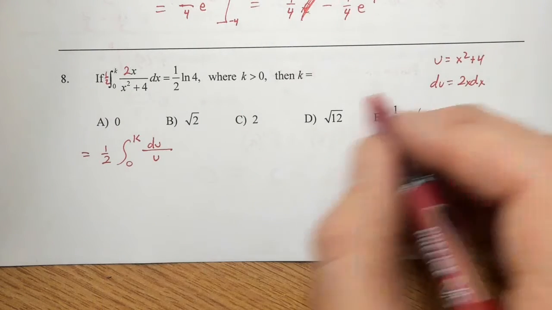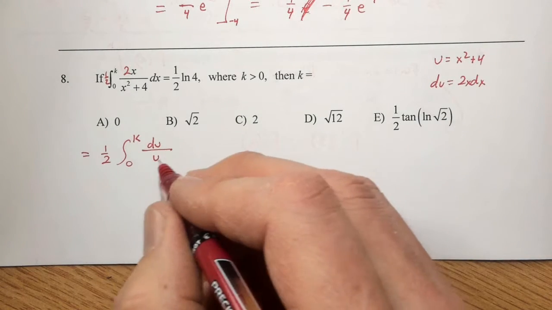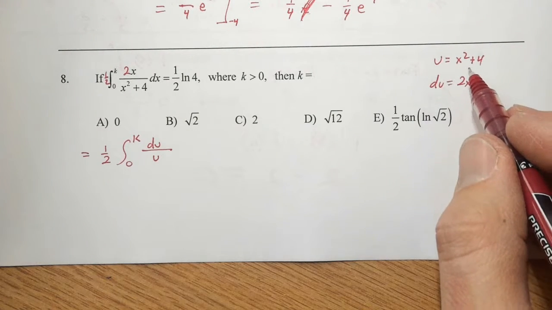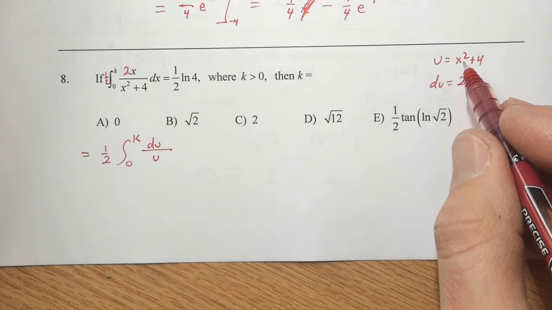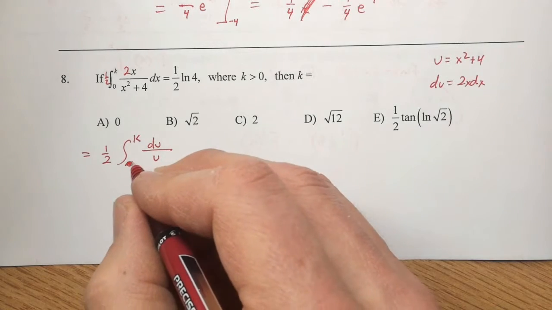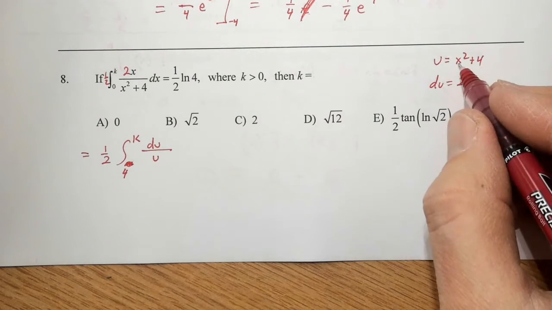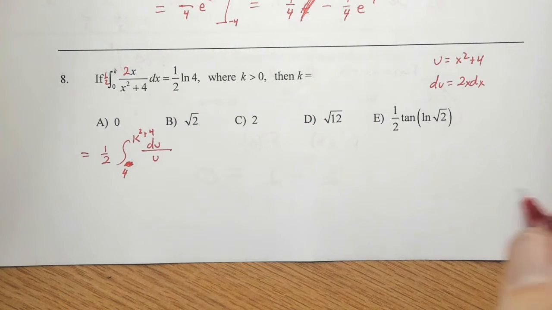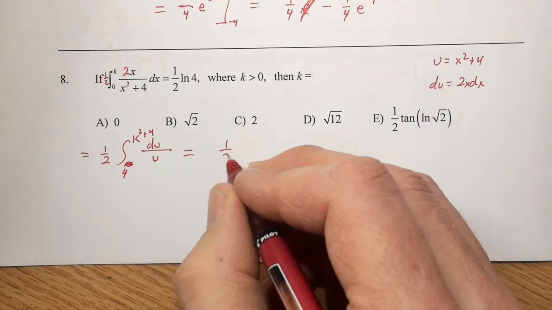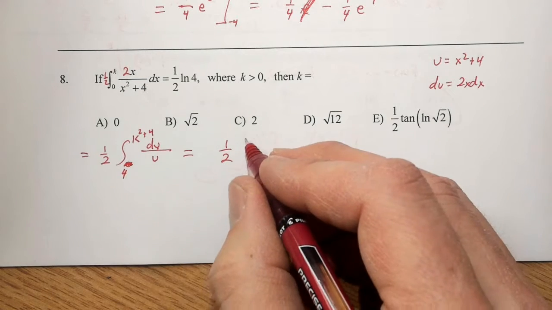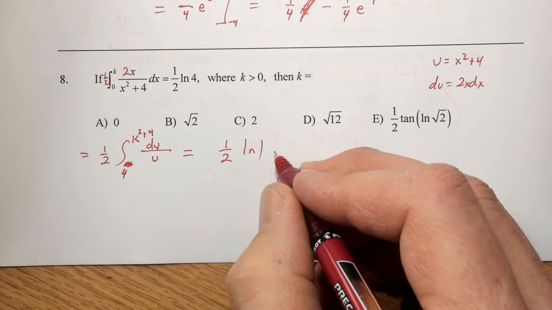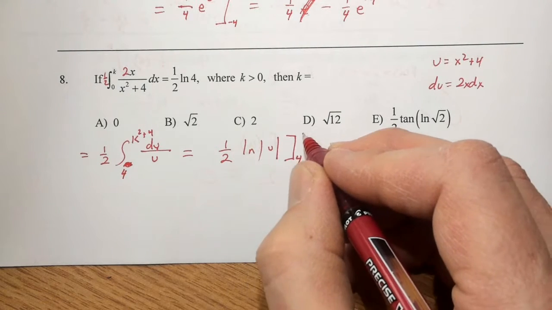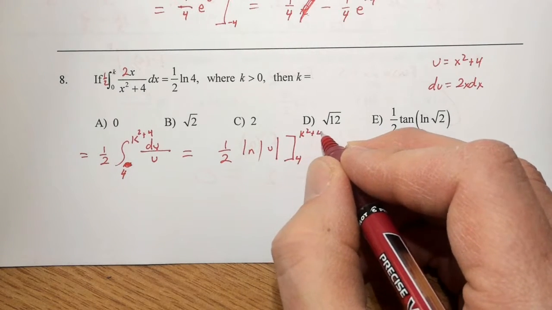And oops, I screwed up. I should not have done the 0 and the k, because those are the wrong bounds. I have to plug the 0 and the k into here. So 0 squared plus 4, so this should actually be a 4. And then k squared plus 4 up there. Right. So, when we do our antiderivative, we have 1/2 du over u is the natural log of the absolute value of u. And that's being evaluated from 4 up to k squared plus 4.